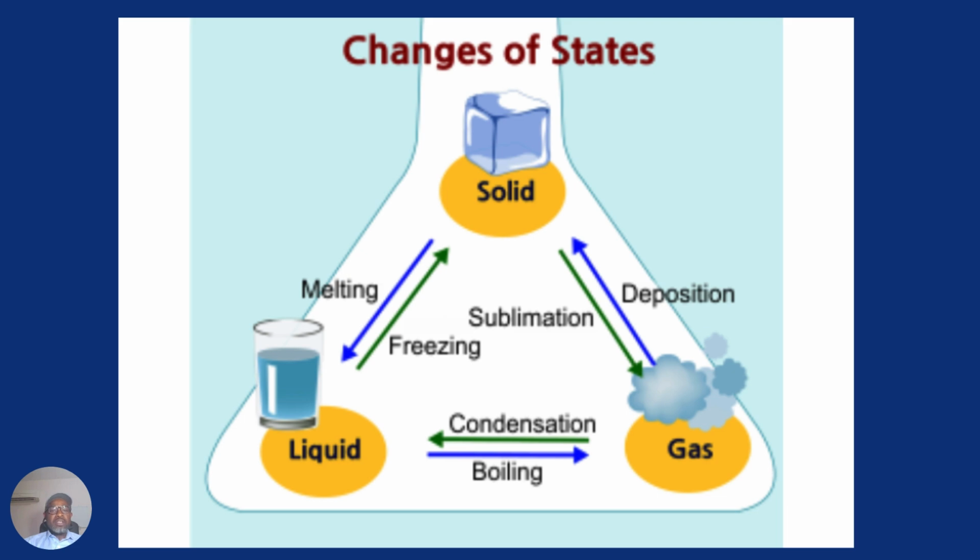Changes of states, changes of state here refers to changes of state of matter. Okay. You can see a solid can change to a liquid by a process called melting. A liquid can change to solid like water changing to ice block by a process called freezing. A gas can change to liquid by a process called condensation. A liquid can change to gas by a process called boiling.